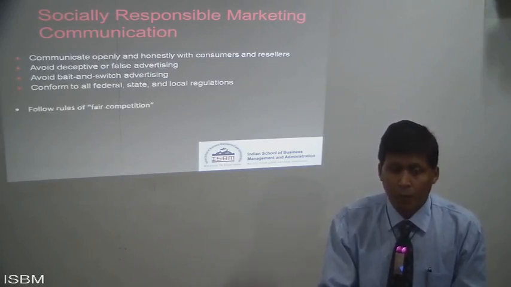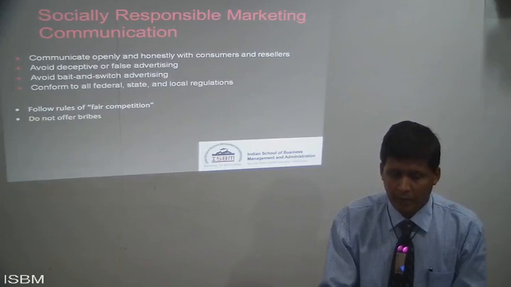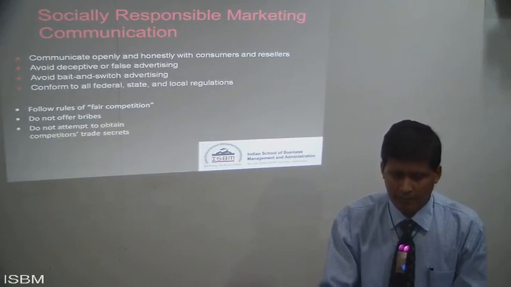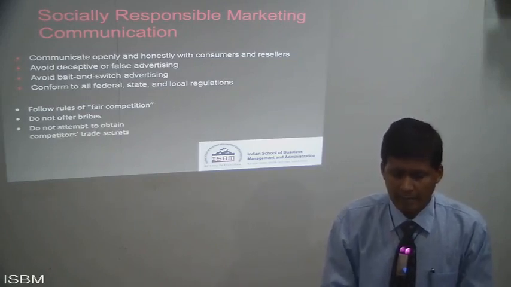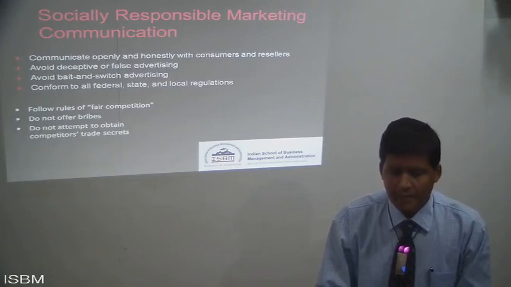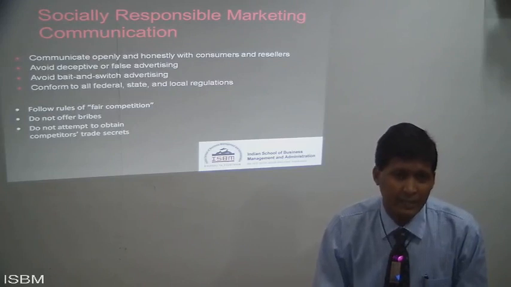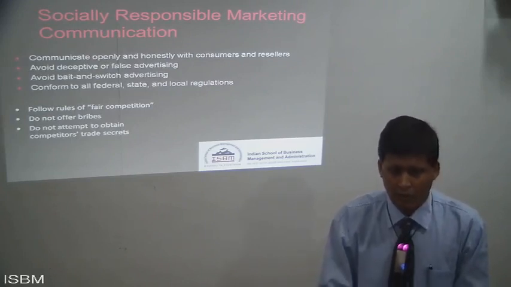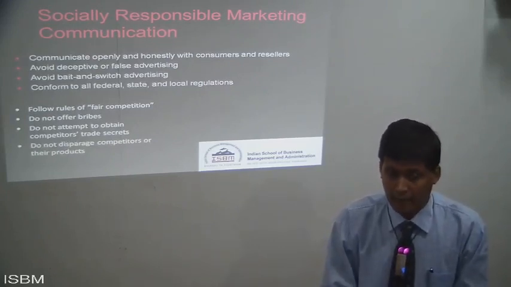So go abide by the state nomenclature. Follow rules of fair competition. So don't undercut the pricing just to grab hold of the marketplace. Do not offer bribes. It violates the basic laws of the state. Do not attempt to obtain competitor trade secrets. So you maintain confidentiality and also respect confidentiality of others as well.